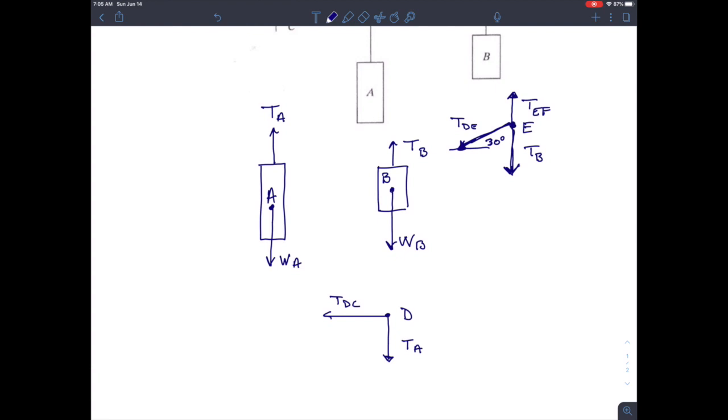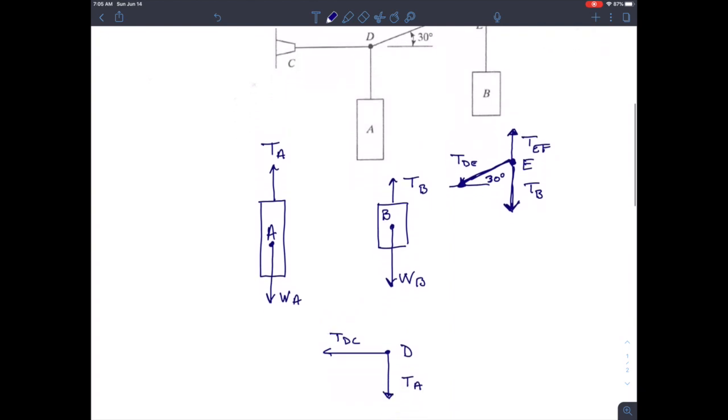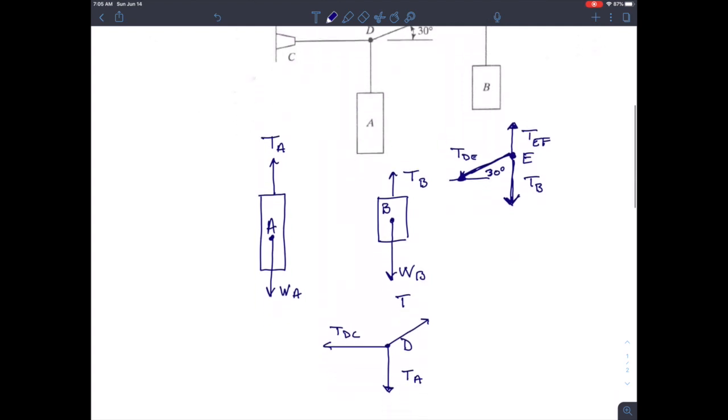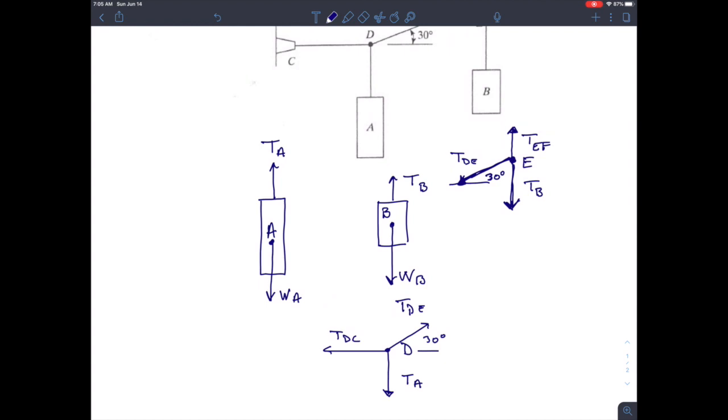And then finally we have this tension pulling, tension DE, and this is acting at 30 degrees. So we have our geometry incorporated in that and also the forces.